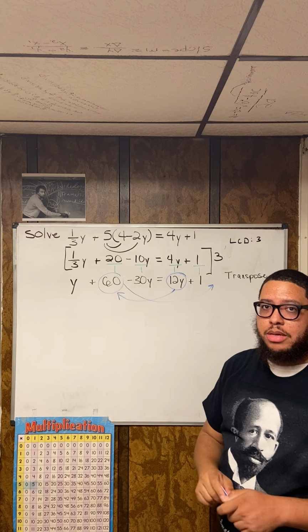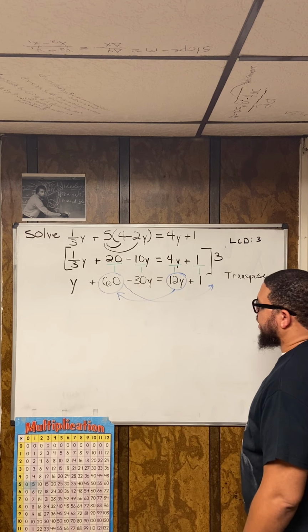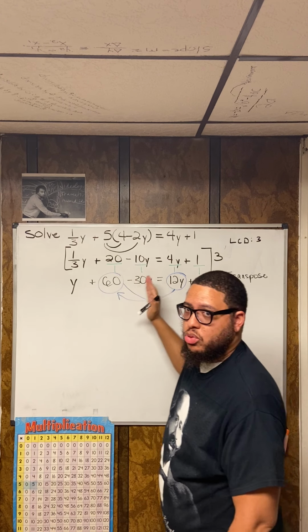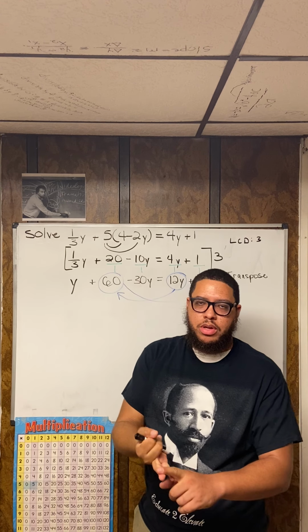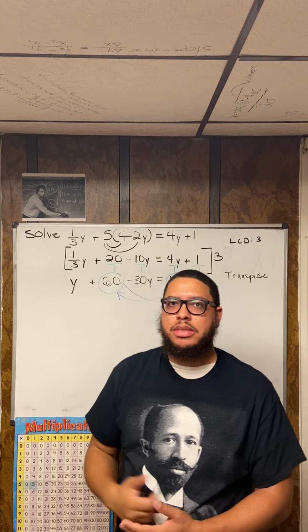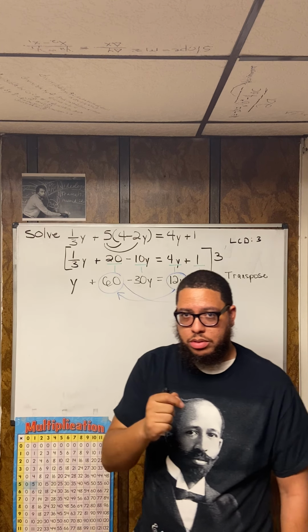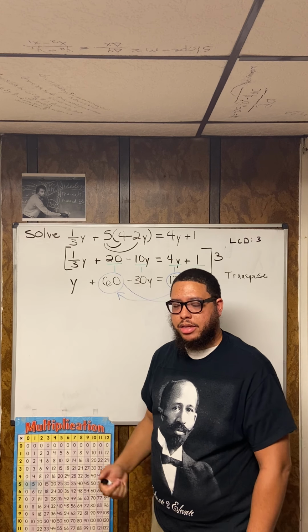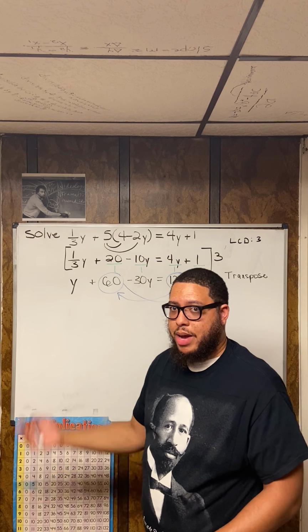But one thing you got to keep in mind, whenever you switch the side that the term is on, whether it's a constant or a variable, you have to change its sign. If it was positive, it becomes negative. Make sure you write that in your notes. If it was positive, it becomes negative. If it was negative, it becomes positive.